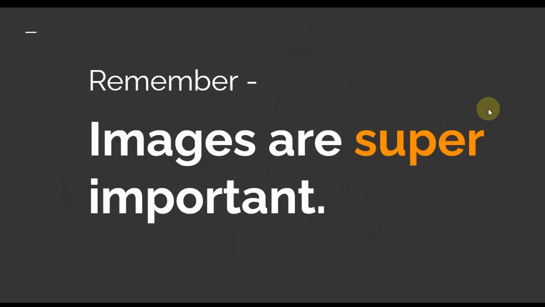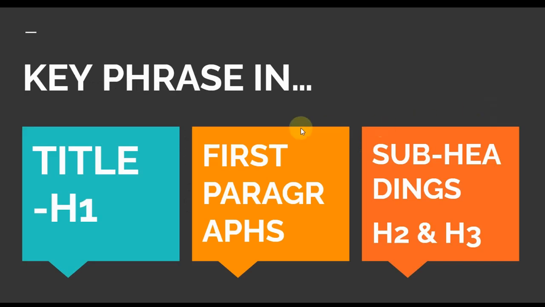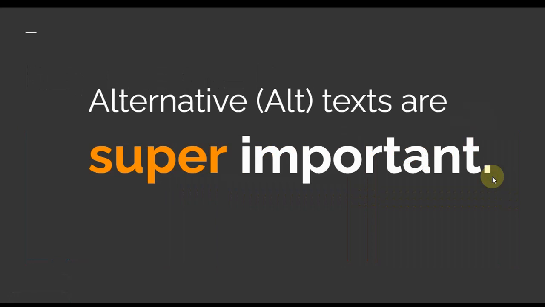And then remember, images are always super important. Always include images, 1, 2, 3, 4, as much as possible. But don't clutter everywhere with images. Key phrase in title H1, key phrase in the first paragraphs, and key phrase in the subheadings H2 and H3. So H1 is the title only. The subheadings have the H2 and the H3. Then your alternative texts are also super important. It helps your images to rank high in image search and helps screen readers also to read and understand what the picture is talking about.